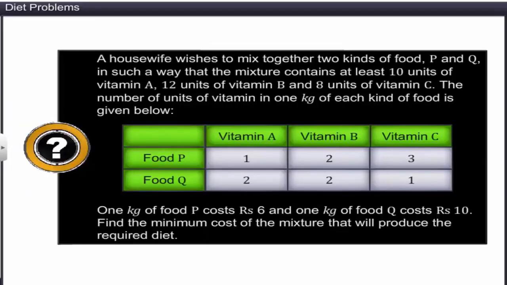A housewife wishes to mix together two kinds of food, P and Q, in such a way that the mixture contains at least 10 units of vitamin A, 12 units of vitamin B, and 8 units of vitamin C. The vitamin content in units of 1 kg of food P and food Q is shown in the table. 1 kilogram of food P costs 6 rupees and 1 kilogram of food Q costs 10 rupees. Find the minimum cost of the mixture that will produce the diet.